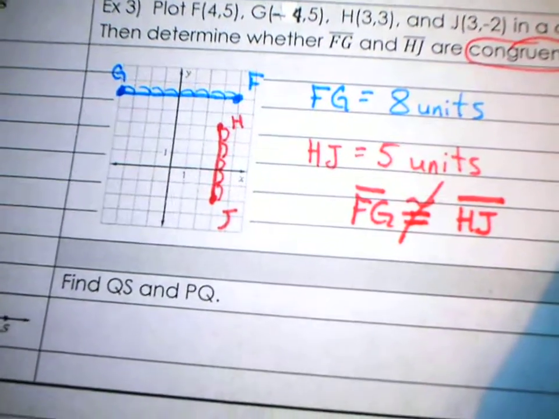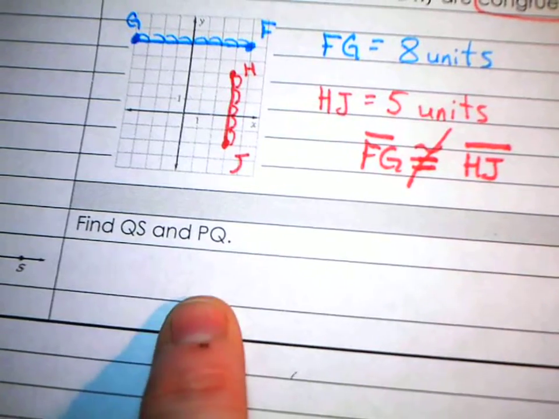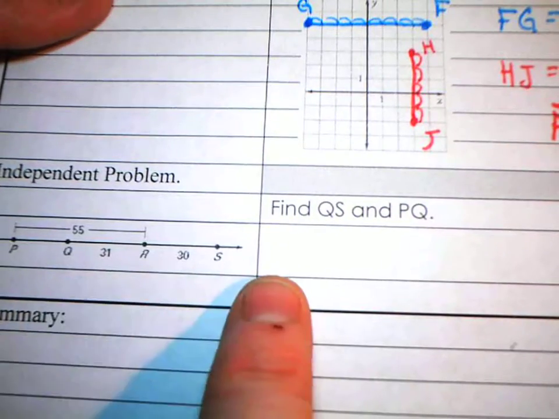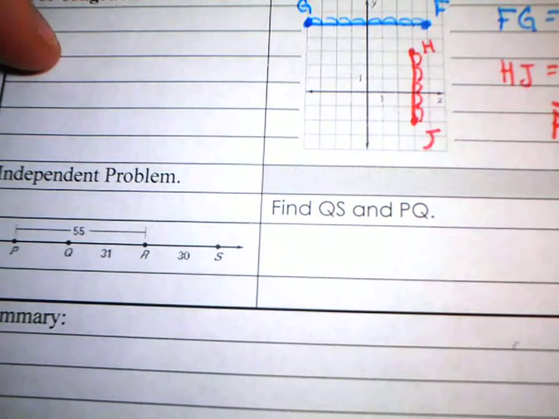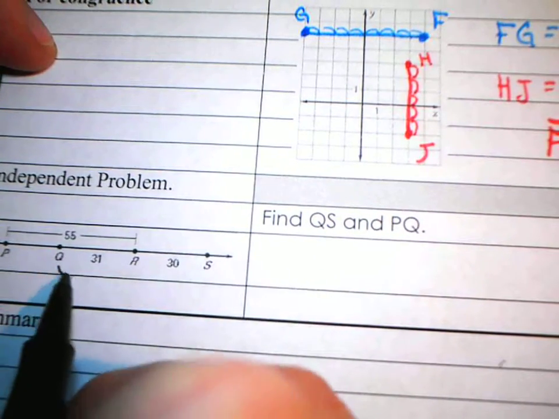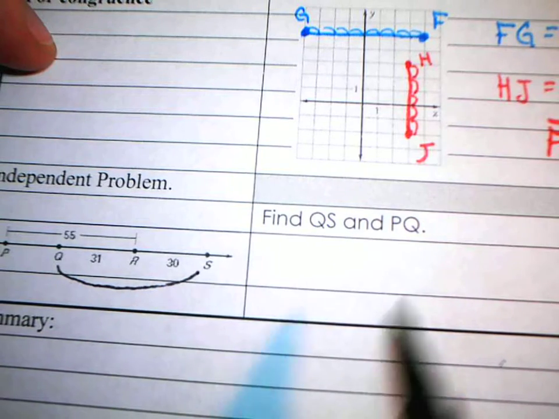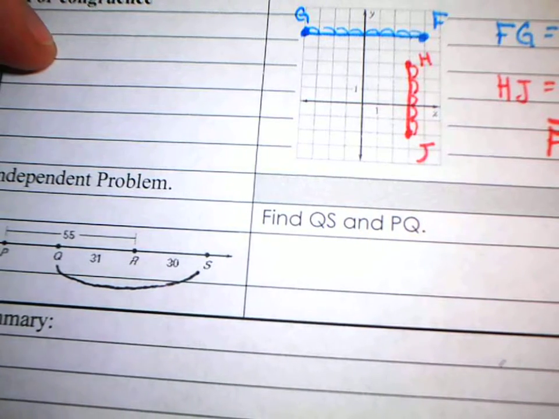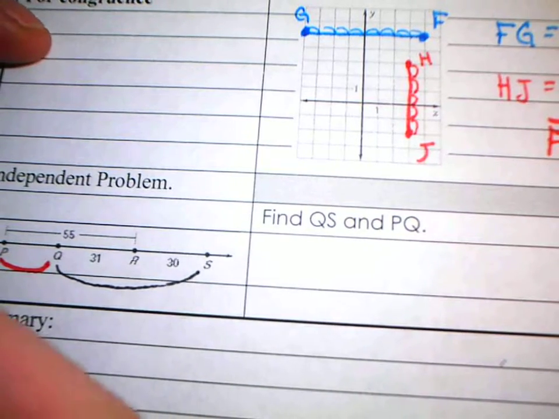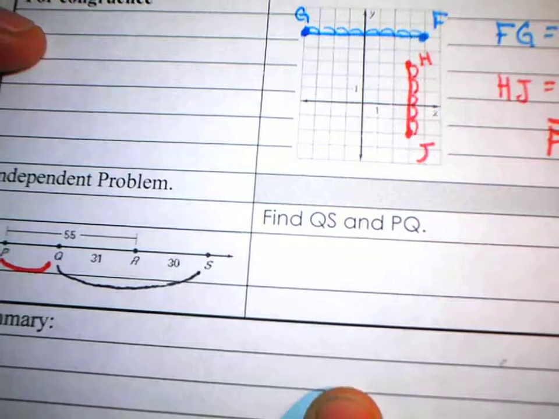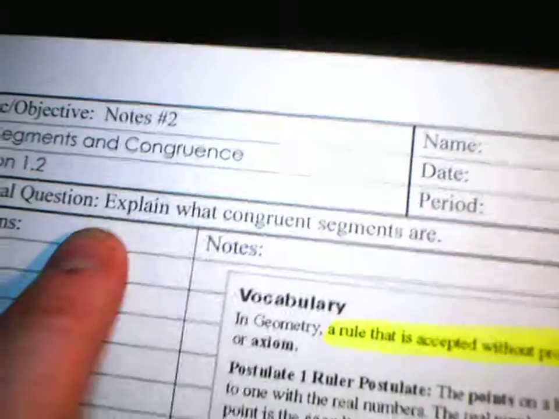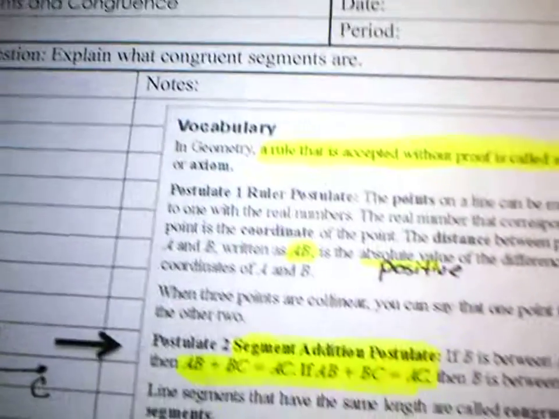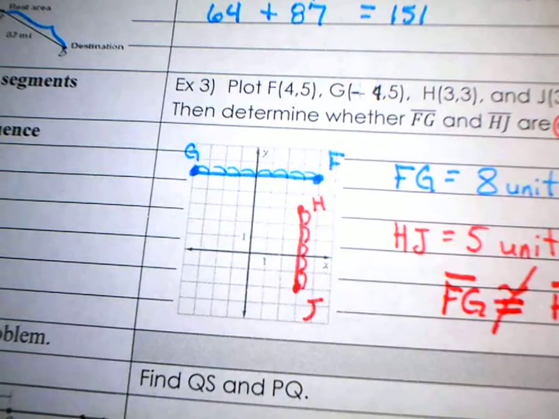Alright, independent problems. You have one down here on the bottom of the page, but it has two parts. I want you to find QS, the distance all the way across, as well as PQ, which is this little piece on the end. Find those measurements. When you have it, make sure you answer your summary. Remember, your summary is answering what are congruent segments. Raise your hand and I'll tell you what your assignment is.